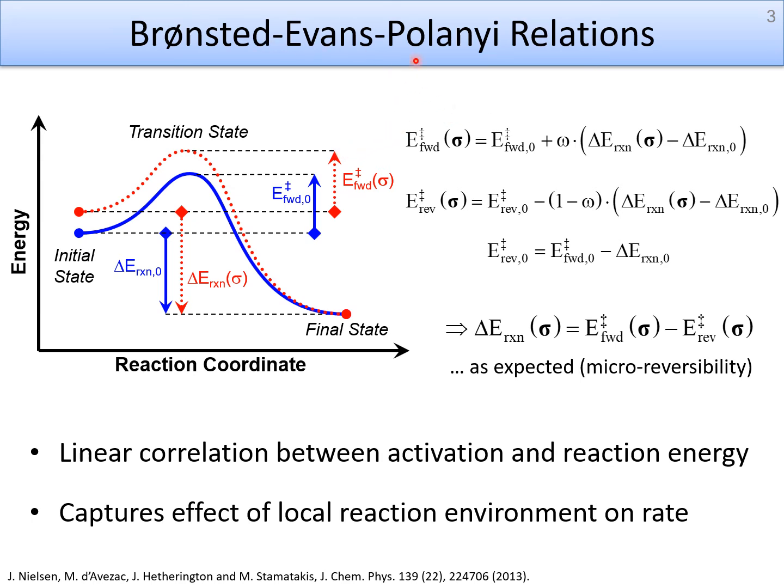So the Bronsted-Evans-Polanyi relation for this reaction would correlate this activation energy with respect to the delta energy of reaction, and this would be a linear correlation. So for the forward event, the activation energy forward at the finite coverage limit would be equal to the activation energy at the zero coverage limit plus omega, a parameter called the proximity factor of the reaction, times the delta energy of the reaction at the finite coverage limit minus the delta energy of the reaction at the zero coverage limit. So this would be the equation for the forward activation energy.